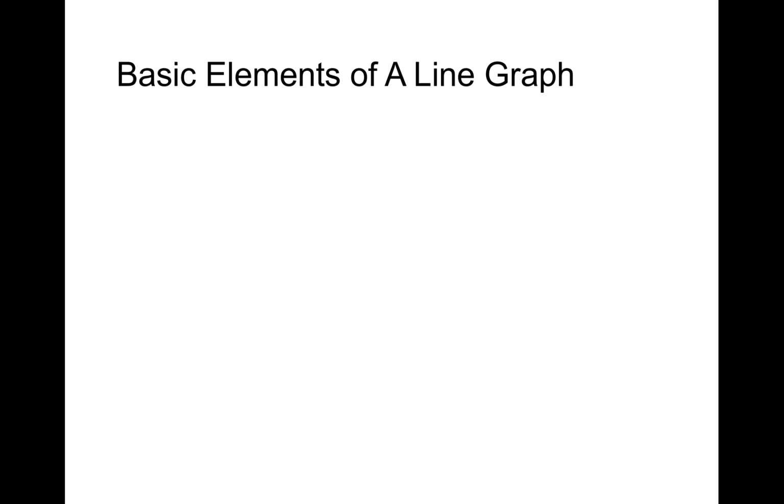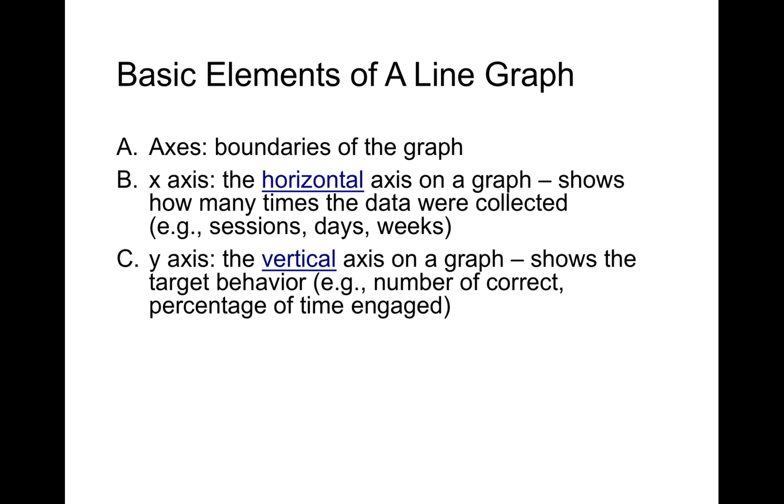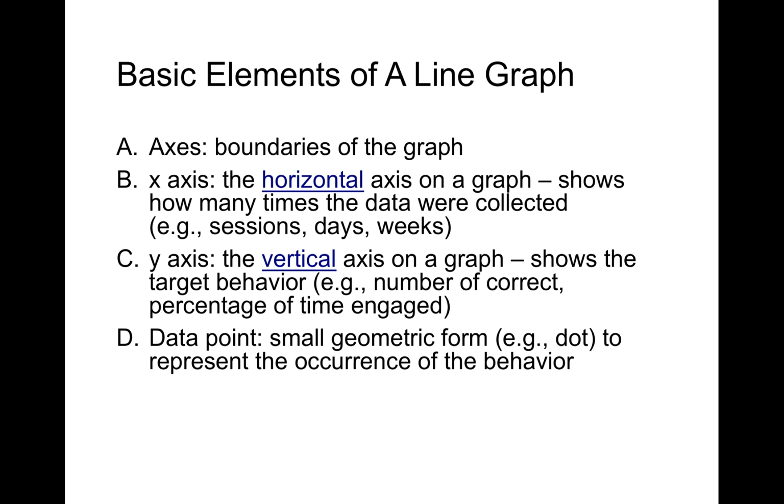There are some basic elements of a line graph that are necessary to know in order to appropriately interpret data. First are the axes. They're the boundaries of the graph. The x-axis is the horizontal axis on a graph. It shows how many times the data were collected, for example, sessions, days, or weeks. The y-axis is the vertical axis on a graph. It shows the target behavior, for example, the number of correct behavior, percentage of time engaged.